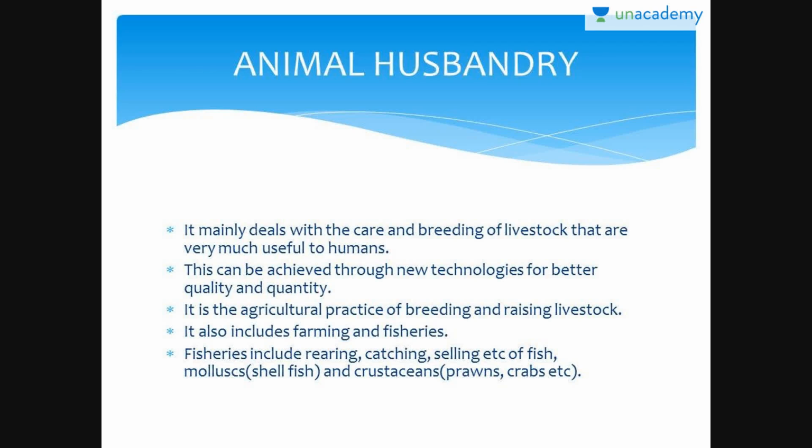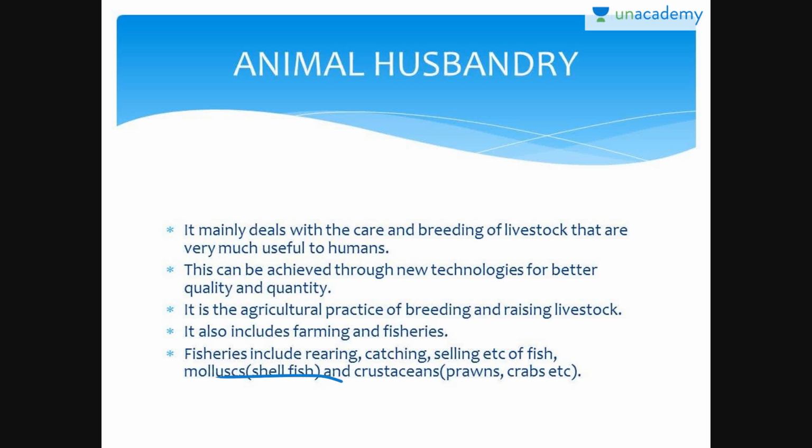The first one is animal husbandry. So what is animal husbandry? It mainly deals with the care and breeding of livestock that are very much useful to humans. This can be achieved through new technologies for better quality and quantity. It is the agricultural practice of breeding and raising livestock. It also includes farming and fisheries.